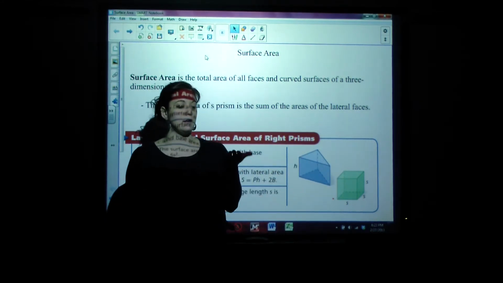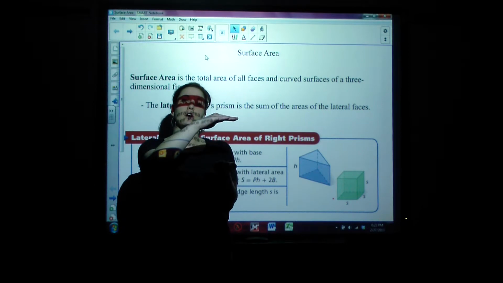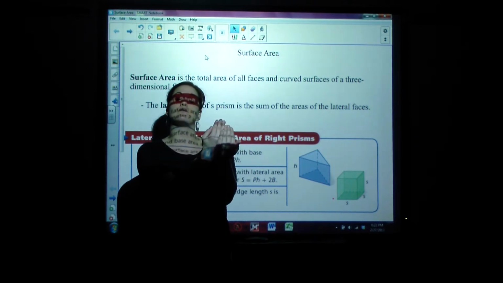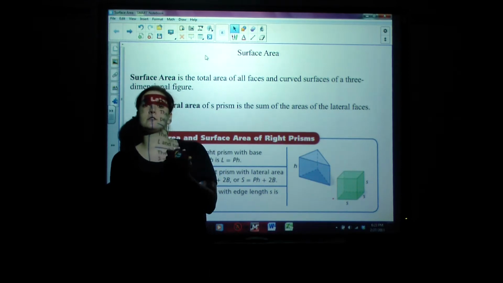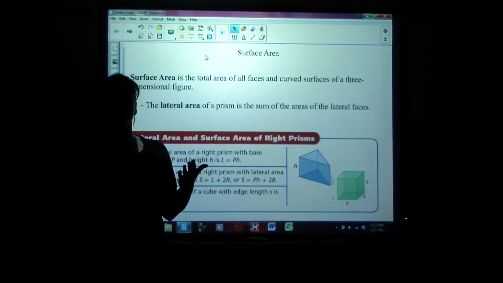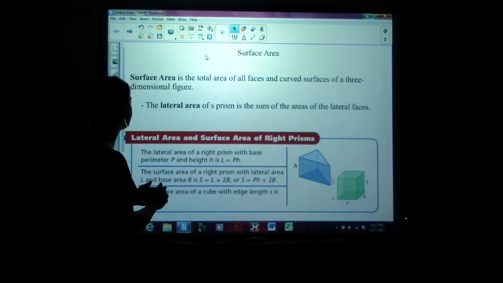Think about a pop can. The bottom and the top are a circle. Those are your bases. What gets wrapped around is your lateral area. And with a pop can, what gets wrapped around is a rectangle. So we'd be finding the area of the rectangle so that we'd have the area of that lateral surface.